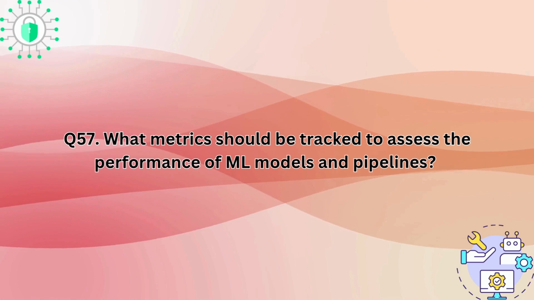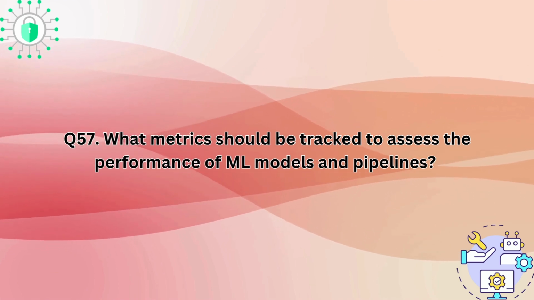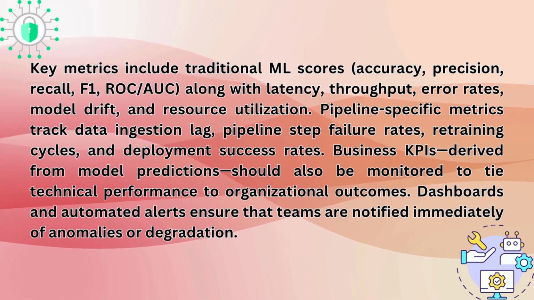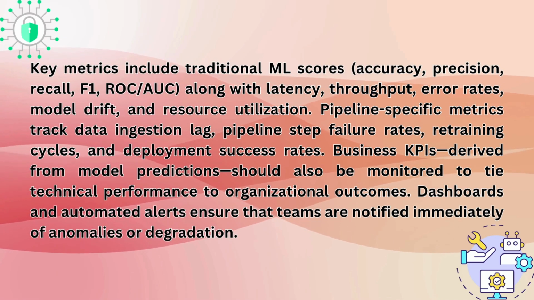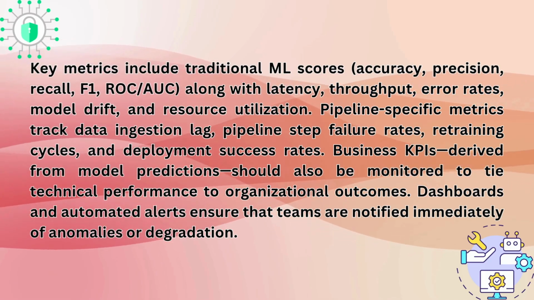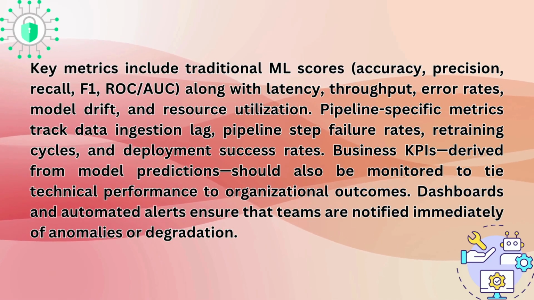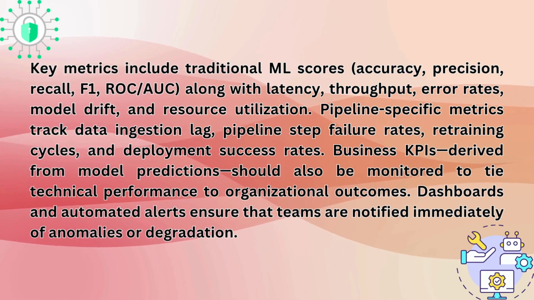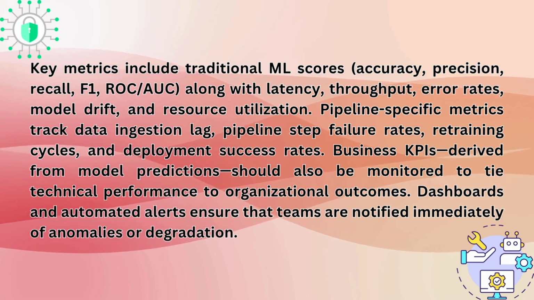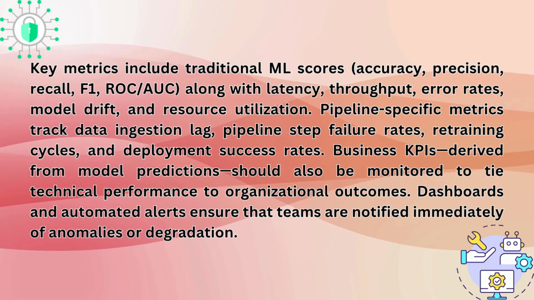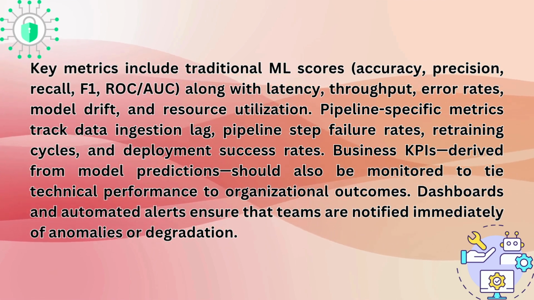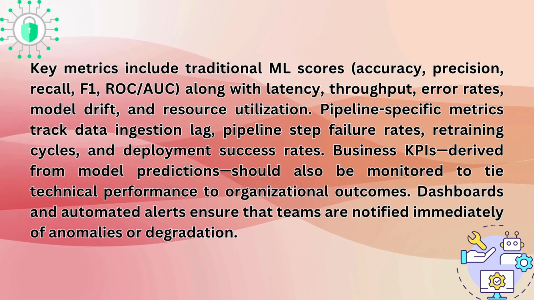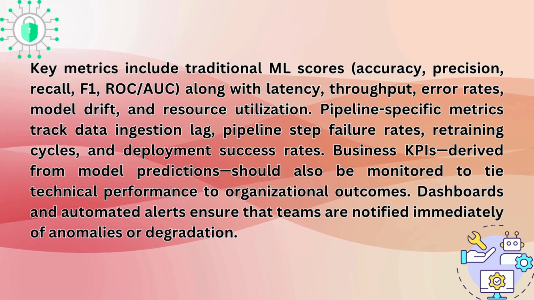What metrics should be tracked to assess the performance of ML models and pipelines? Key metrics include traditional ML scores, accuracy, precision, recall, F1, ROC/AUC, along with latency, throughput, error rates, model drift, and resource utilization. Pipeline-specific metrics track data ingestion lag, pipeline step failure rates, retraining cycles, and deployment success rates. Business KPIs, derived from model predictions, should also be monitored to tie technical performance to organizational outcomes. Dashboards and automated alerts ensure that teams are notified immediately of anomalies or degradation.